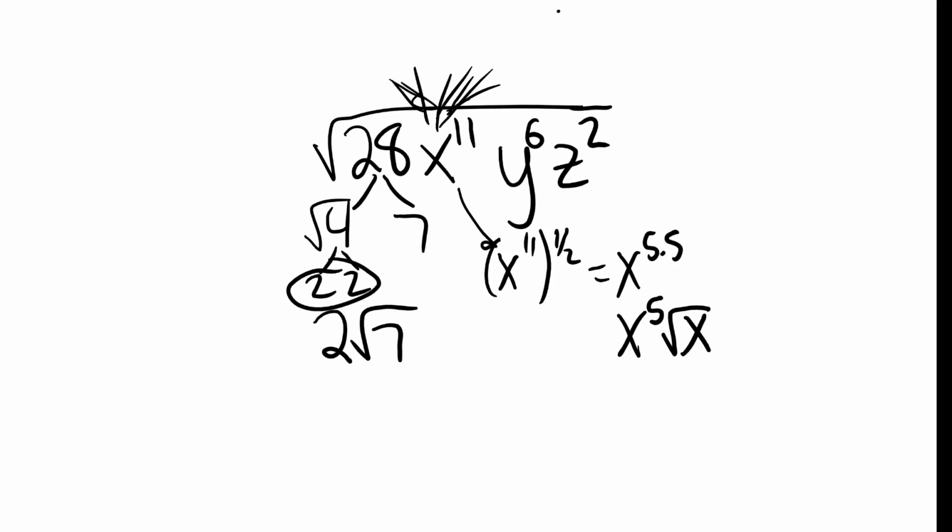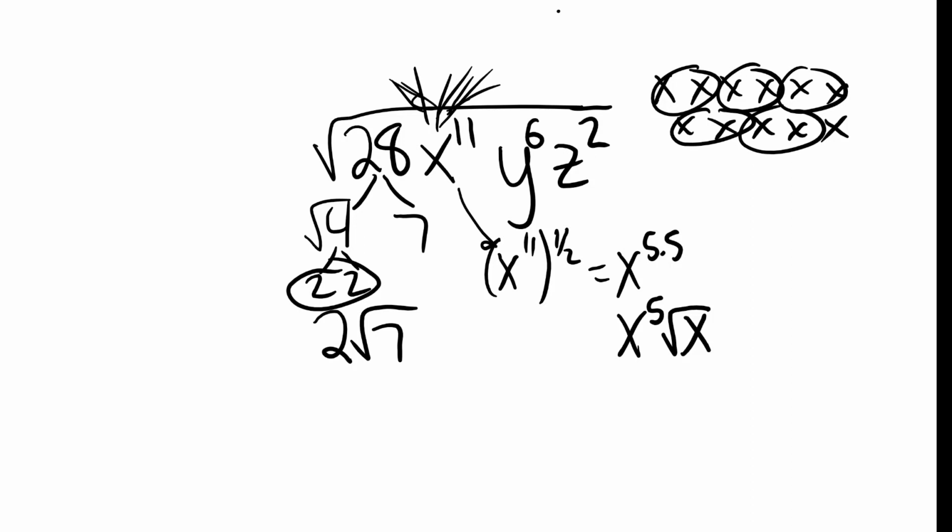This is the same thing we would have gotten if I had written out 1, 2, 3, 4, 5, 6, 7, 8, 9, 10, 11 x's, and then circled pairs. 1, 2, 3, 4, 5. 5 x's on the outside, 1 x left on the inside. So either way, that's what I get for my x's. The y and z answers are going to be way easier. If I understand the half power thing, y to the 6 just goes to y to the 3rd on the outside, and z squared goes to z on the outside.